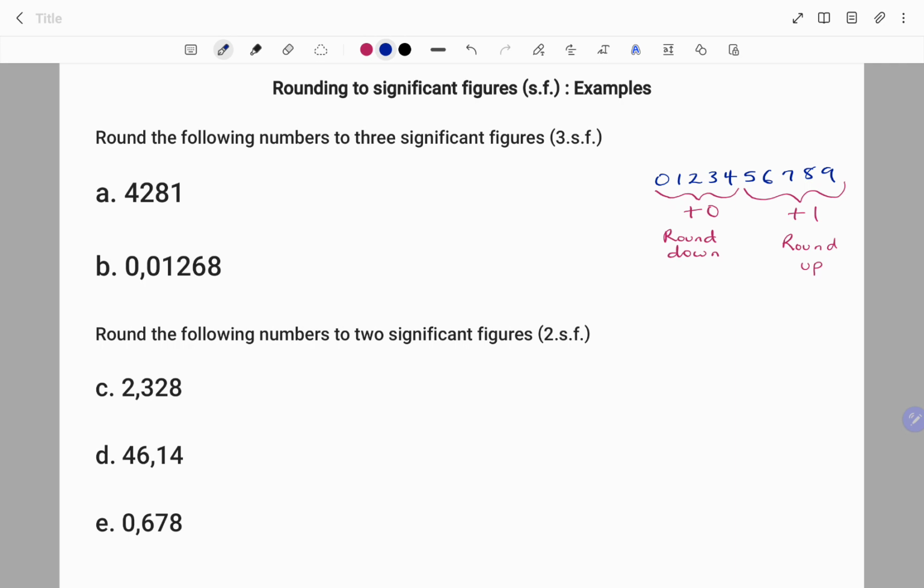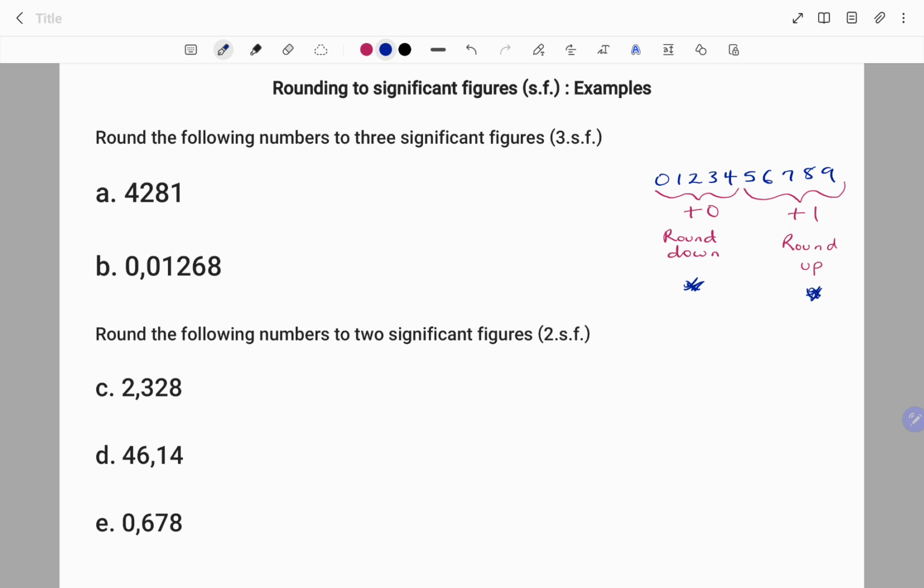In the first example, we have to round the following numbers to three significant figures. We know that numbers 0, 1, 2, 3, and 4, we round them down by adding 0, and 5, 6, 7, 8, and 9, we round them up by adding 1.